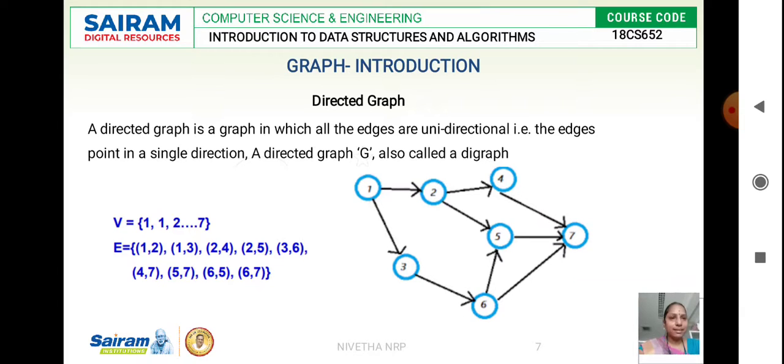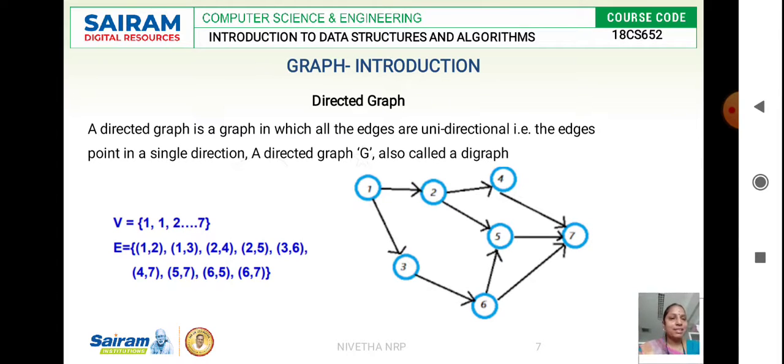Then we have a directed graph. In a directed graph, the flow of edges will be unidirectional. That is, it indicates the flow of direction, flow of data. See here, the flow of edge is from 1 to 2, it is not 2 to 1, it is unidirectional. Again, it is from 2 to 4, 2 to 5, 5 to 7, 6 to 5 and 3 to 6. It is not bidirectional. It is specifying the direction in which the edges flow.